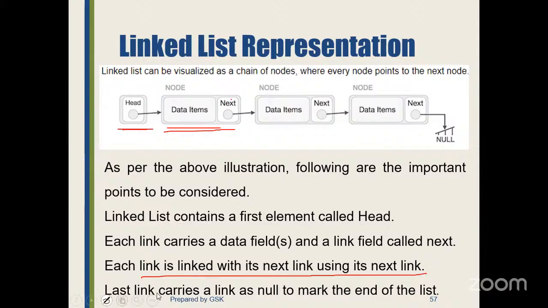And last link carries a link as null to mark the end of the list. So it is null because there is no another node. So with the help of the null, we can conclude that that is the last node. There are no nodes further.